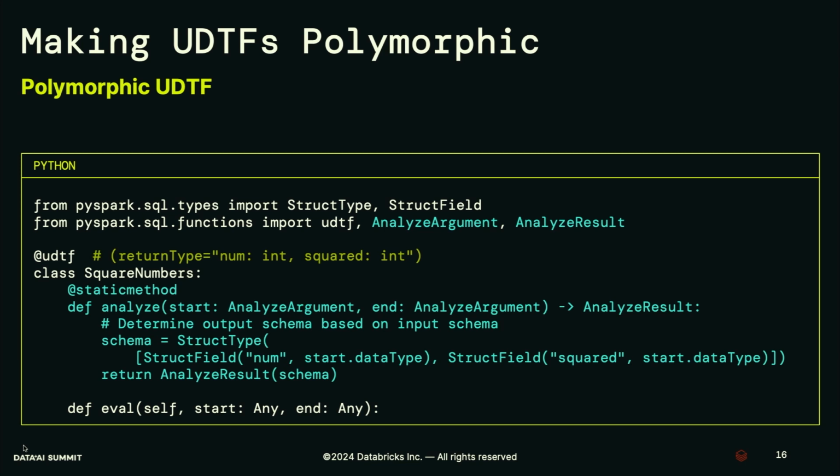The arguments are of type AnalyzeArgument, and it returns an AnalyzeResult object containing the schema. This enables the UDTF to adapt to different input types and structures. The core logic in the eval function remains the same, processing the input range and yielding the squared values. But the result may be byte, short, int, or long types according to the start argument type.